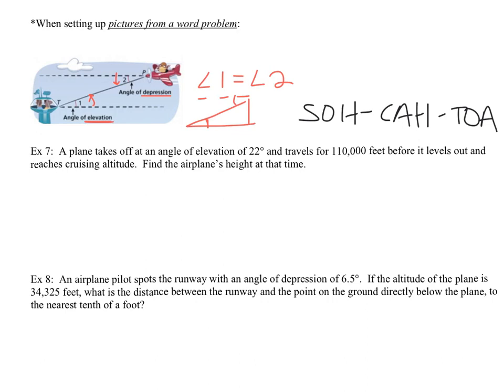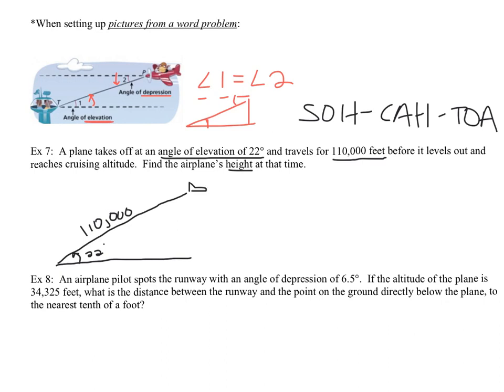All right. Example 7. A plane takes off at an angle of elevation of 22 degrees and travels for 110,000 feet before it levels off and reaches cruising altitude. Find the airplane's height at that time. So it says the airplane takes off at an angle of elevation of 22 degrees. So let's say this is the runway. The plane travels for 110,000 feet before it reaches cruising altitude.